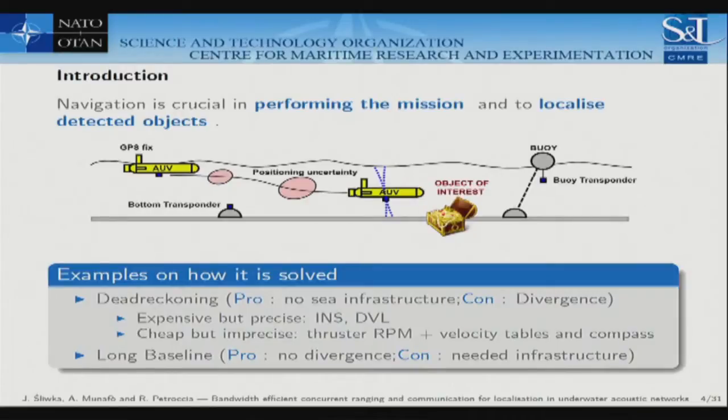For the introduction, I like to start with a story. Navigation is crucial in performing a mission underwater and to localize a detected object. So imagine an object of interest you want to find. Here it will be a treasure. You know, now it's the fashion with the Pirates of the Caribbean. And so we want to send an AUV because the sea is a very dangerous place. And so we send a smart, but not so smart AUV. An AUV which is very smart can find things and recognize them, but doesn't know how to localize itself.